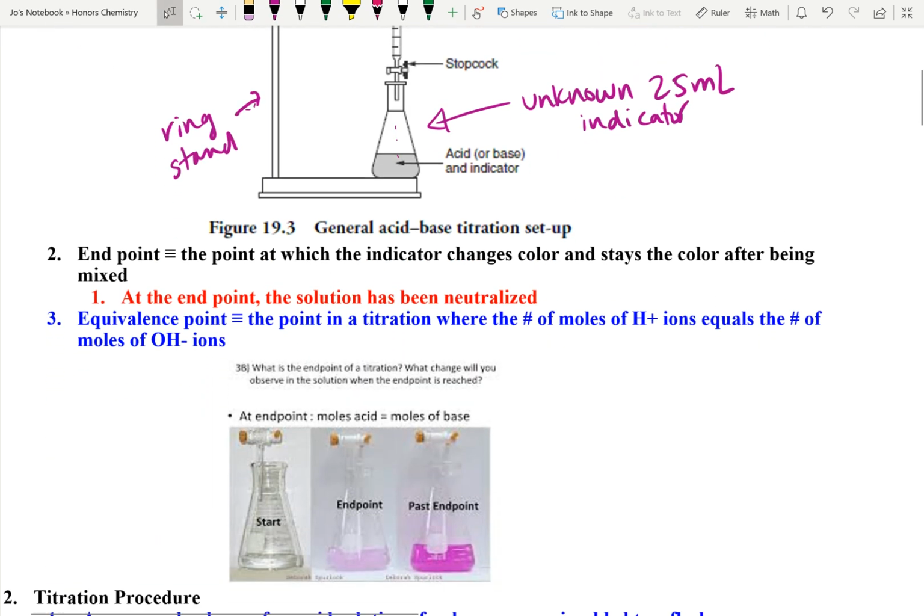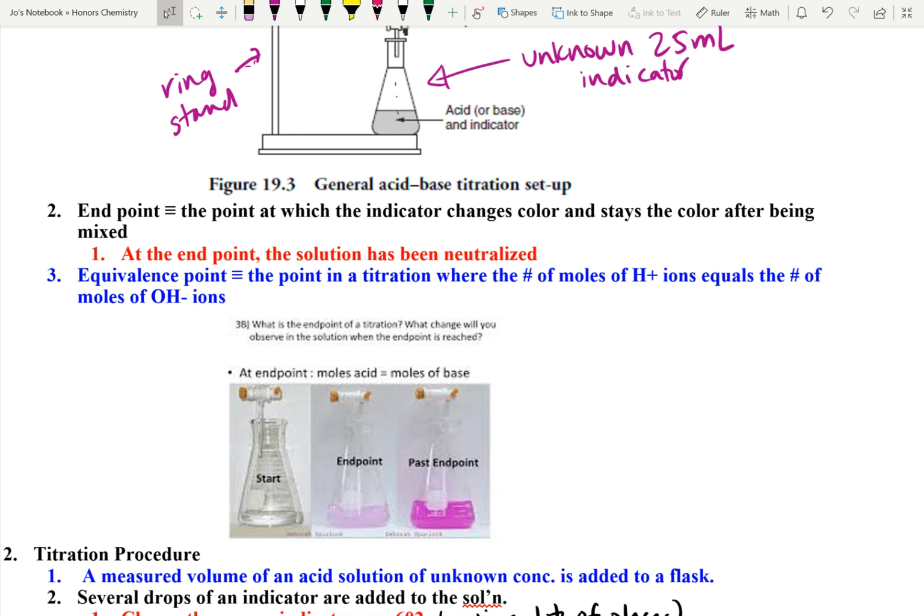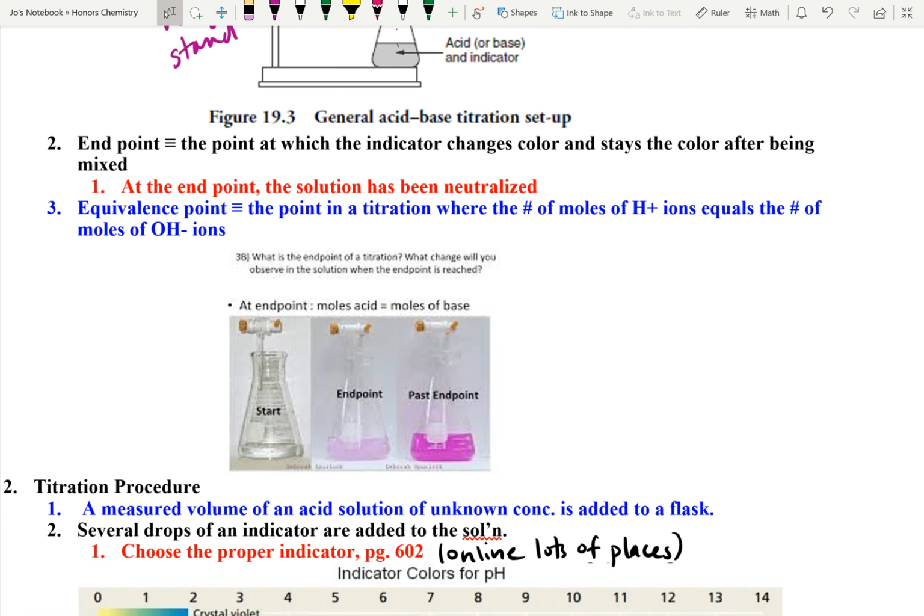So the endpoint is the point at which the indicator changes color and stays that color after being mixed. And that can happen with like 1 drop. So at the endpoint, that solution has been neutralized. The equivalence point is the point in a titration where the number of moles of H+ ions equals the number of moles of OH- ions. So that's actually a really important point to know.